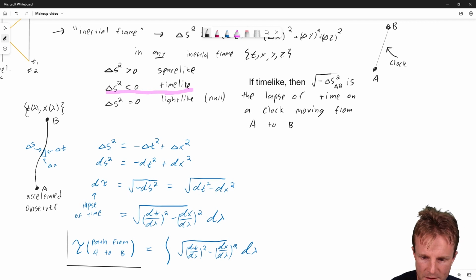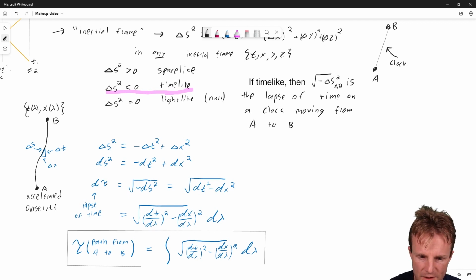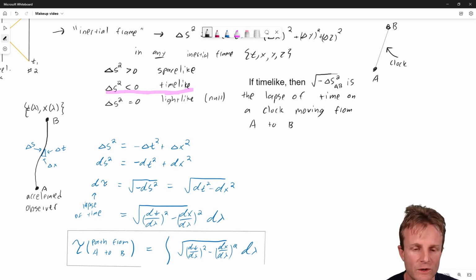And that formula really deserves a box. That is the most important formula for calculating observables, at least that we're going to talk about. Okay? If you want to know how much time elapses on a clock, write that clock's trajectory as t of lambda and x of lambda and do this integral, and you're done. Okay?